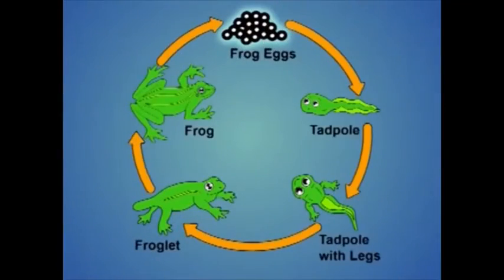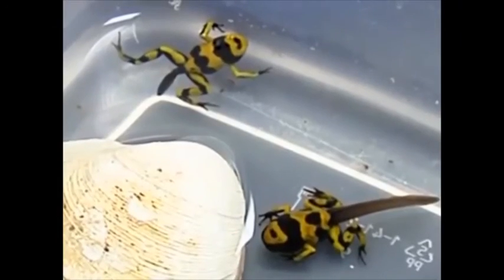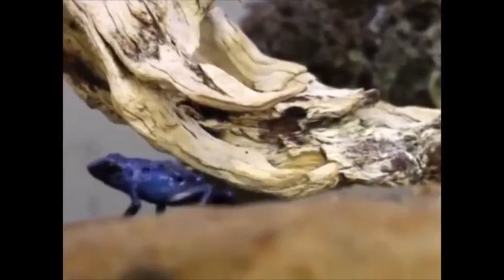I change and grow like this. It's called metamorphosis. I'm a froglet. My tail is shorter but not gone yet. My legs are growing and getting strong. I'm ready to hop and be a frog.